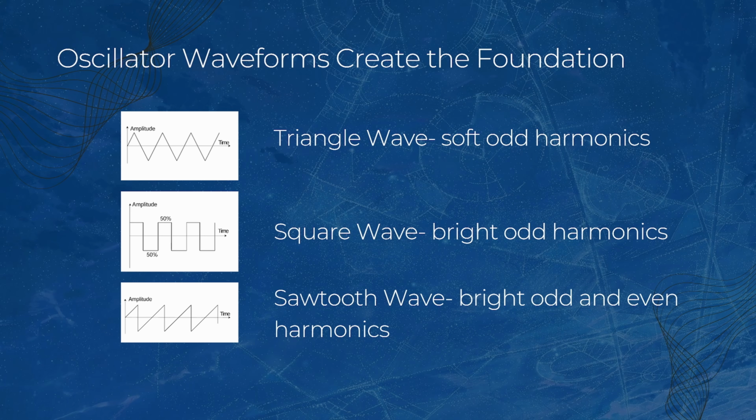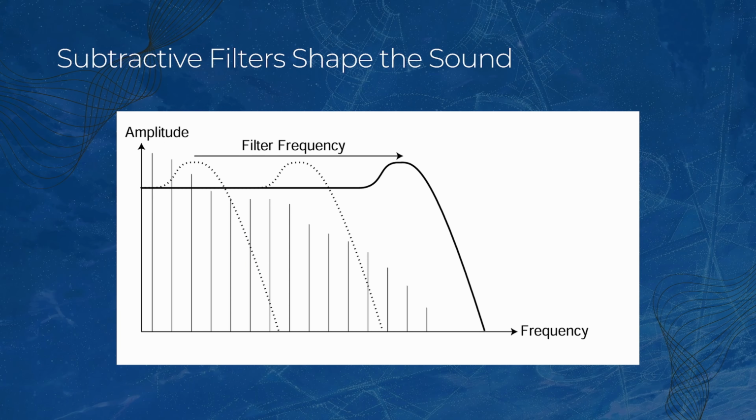So three basic wave types that we might find useful in subtractive synthesis might be the triangle wave, which creates soft odd harmonic series, a square wave, which creates bright and significantly powerful odd harmonics, and then the sawtooth wave, which creates both odd and even harmonics in a bright and powerful way.